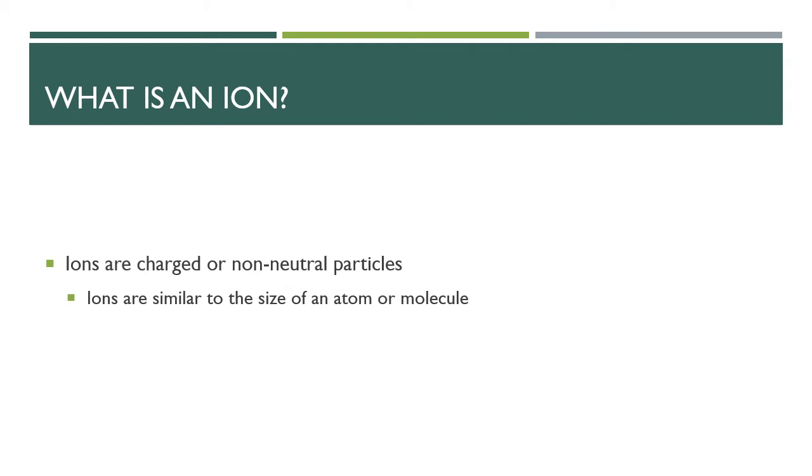So, what is an ion? Ions are charged or non-neutral particles. Basically, they're atoms that are not neutral, or molecules in a couple of cases that are not neutral.